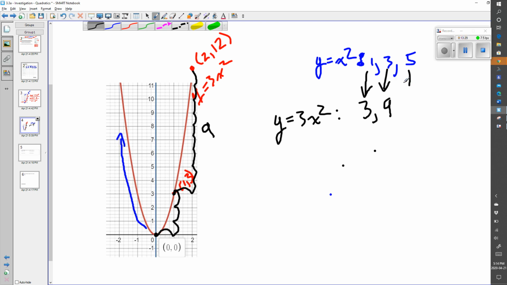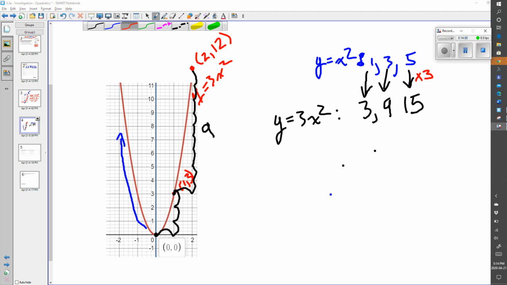So what do you think the 5 is going to turn into? The 5 is going to turn into 15. And all we've actually done in order to move from y equals x squared to y equals 3x squared is multiply our original steps by 3. So 5 times 3 is 15, 3 times 3 is 9, 1 times 3 is 3.